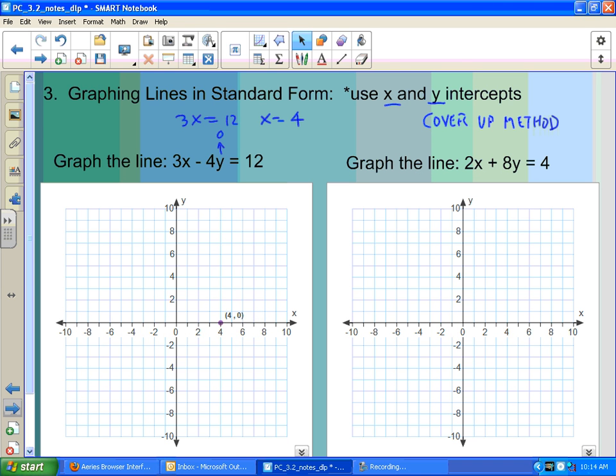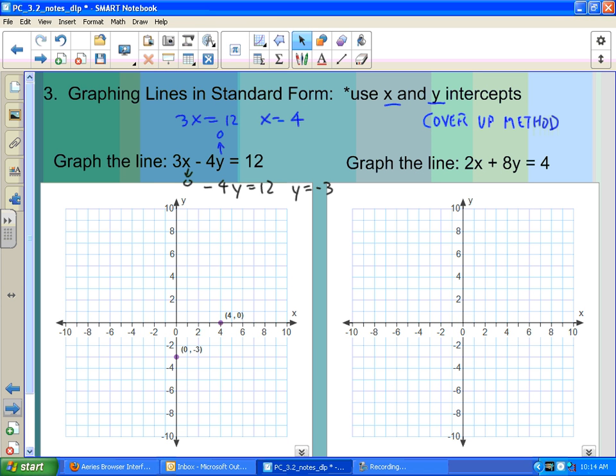And then if I did the same thing, I made x equal to 0. That means I'm finding a y-intercept. I get negative 4y is equal to 12. That means y is equal to negative 3. Right? y equal to negative 3. Connect the dots.